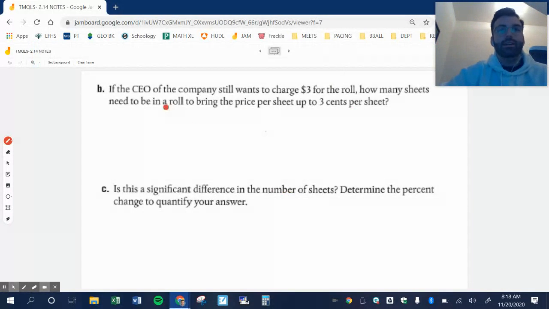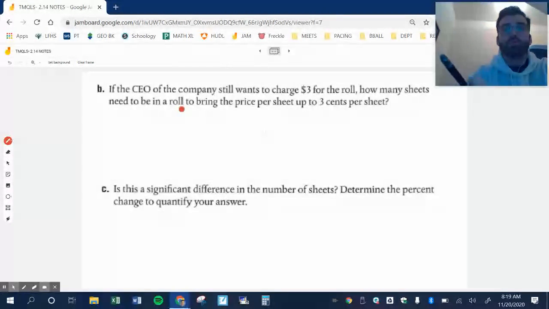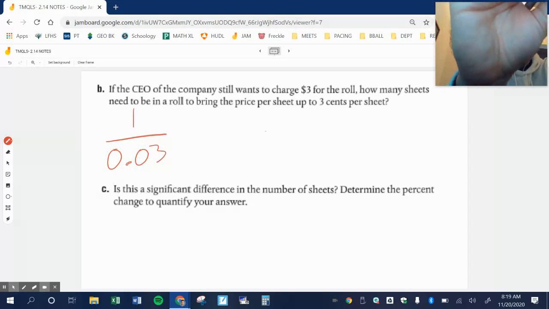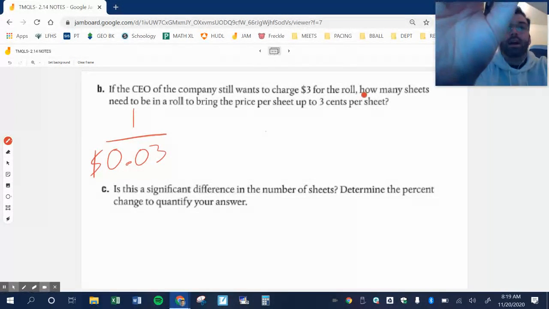Dial it in. The CEO of the company still wants to charge $3 for a roll. How many sheets need to be in this roll to bring the price up to 3 cents per sheet? All right, so let's think about this. They want to charge $3 for a roll. How many sheets need to be in a roll to bring the price up to 3 cents per sheet? So I have one sheet cost me $0.03. I mean, that's what cents is. It's a decimal of a dollar.